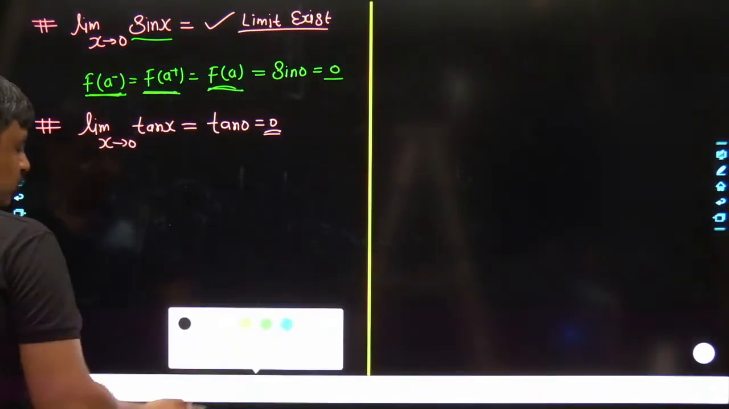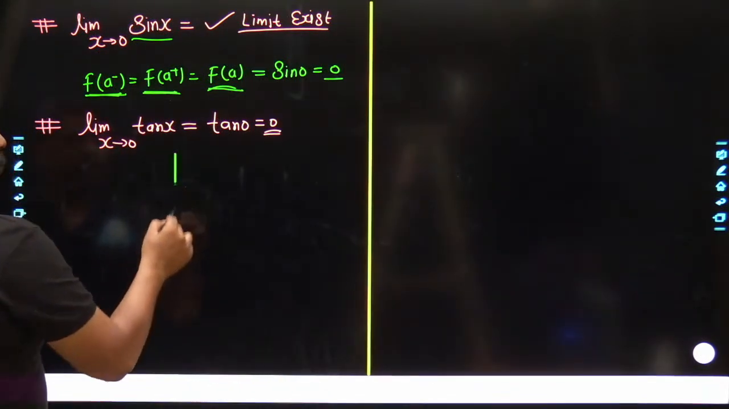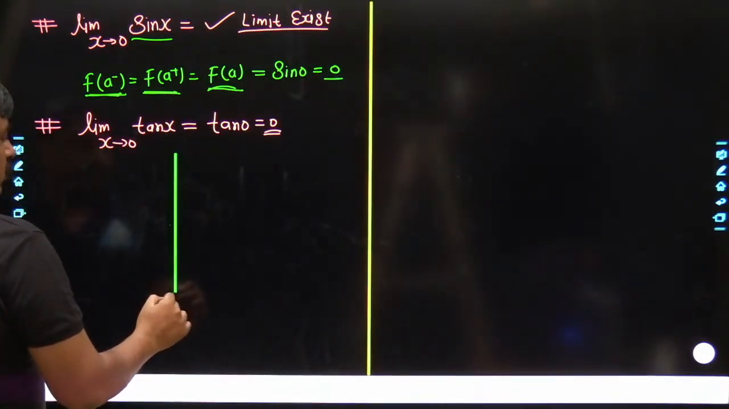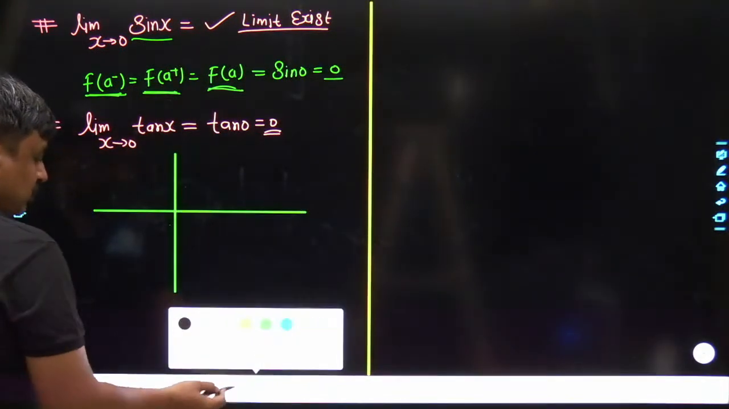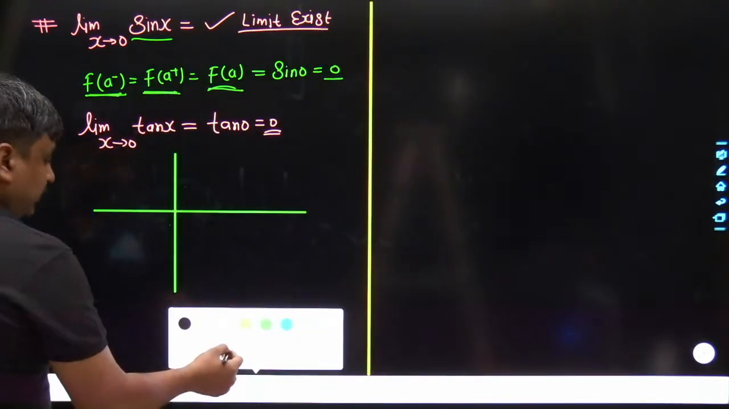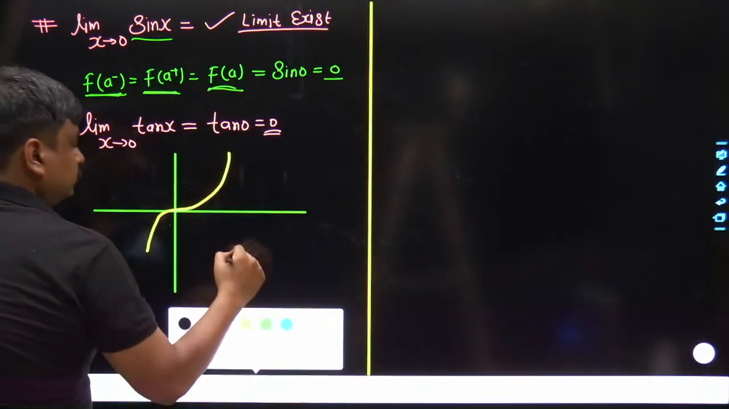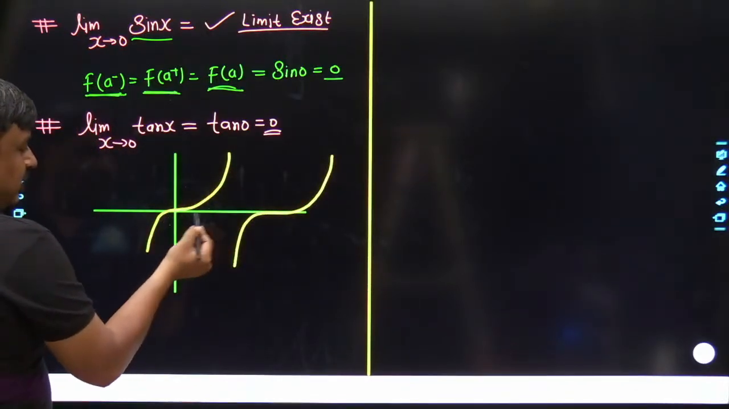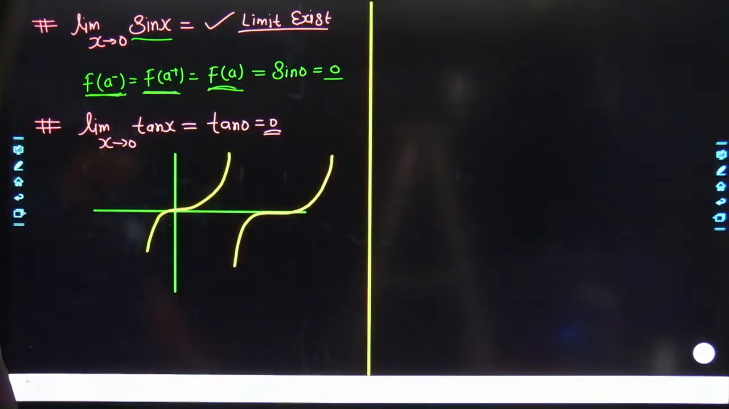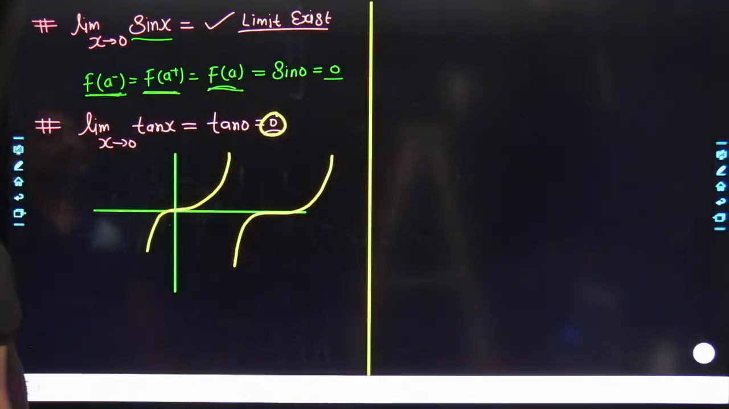Graphically, if you want to see how it would look, the tan of x was elaborated when I was discussing trigonometric functions. So how does the curve look? The curve looks something like this. Here it is 0 radian and here it is pi by 2 radian. So obviously the answer is going to be 0 over here.